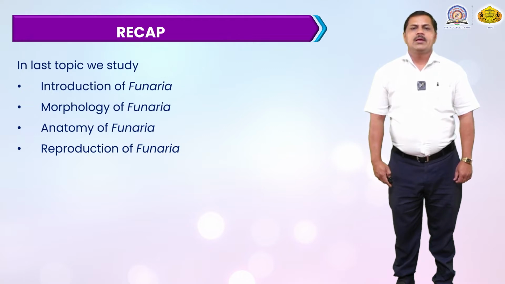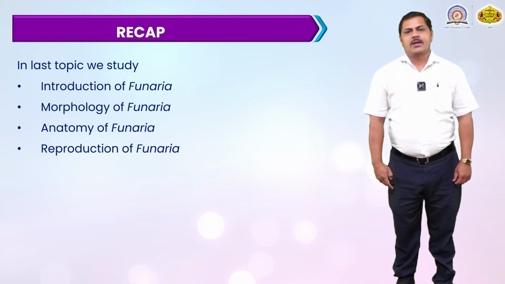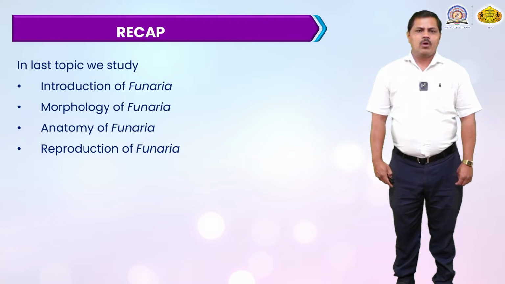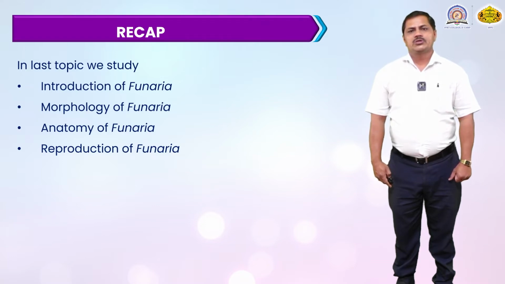It is covered by leaf-like structures, and the stem and leaves are greenish in color. They prepare their own food material. Above this portion develops the reproductive organ called the sporangium, which develops at the tip of Funaria.